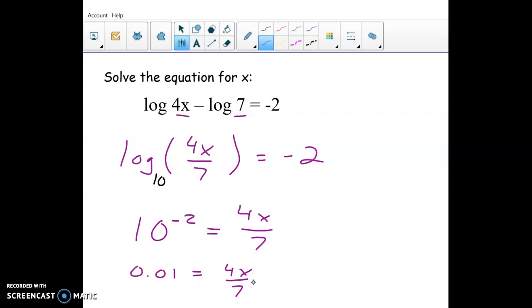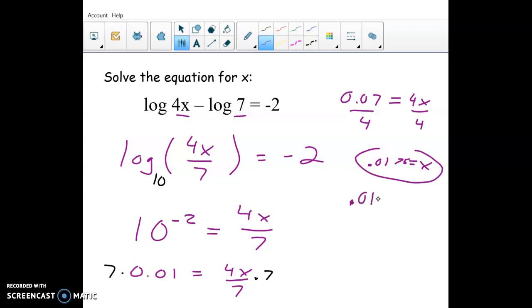But anyways, from here, I'm going to multiply both sides by 7 to get rid of that divide by 7. So we end up with 0.07 equals 4x. And then we'll divide by 4. And so x is going to be equal to 0.0175. Sorry, that didn't show up very well. 0.0175 is my answer. I just couldn't get it to write very well. That one was a little trickier because we had to use the log properties, but the idea is the same. Get it to a single log and then switch forms.